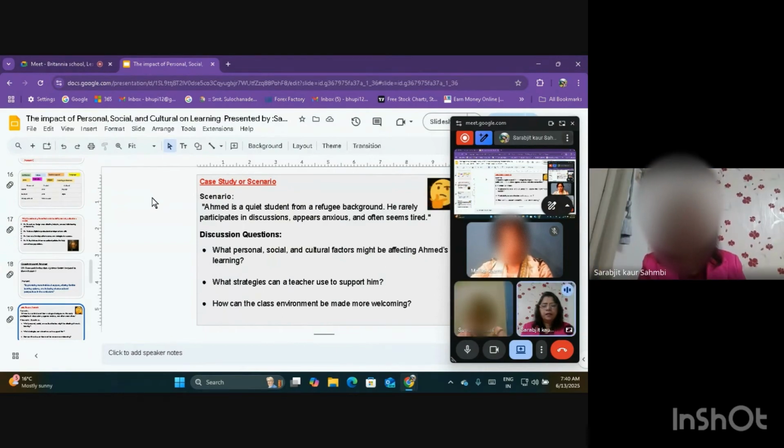Yeah, perfect. And what about the class environment? If you have a learner like Ahmed, how are you going to make your class more engaging for him?